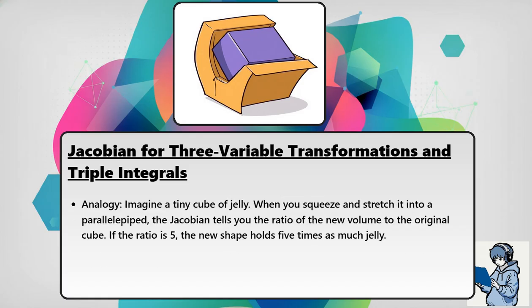Analogy: imagine a tiny cube of jelly. When you squeeze and stretch it into a parallelepiped, the Jacobian tells you the ratio of the new volume to the original cube. If the ratio is 5, the new shape holds 5 times as much jelly.